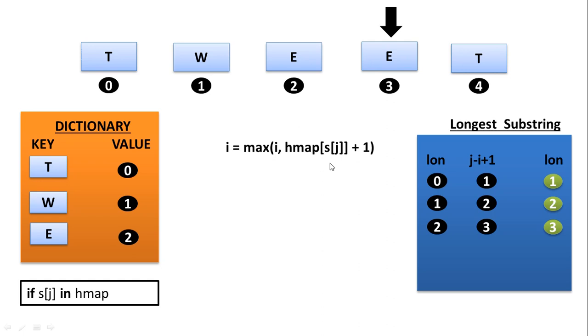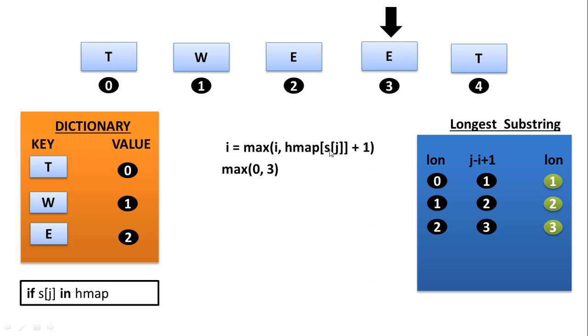So let me explain that. We will find the maximum value between the current value of I, which is 0 as of now, and then we will compute the value stored within the dictionary that is associated to the current key, which is E. Now, what's the value associated to E? It is 2. So this is going to be 2 plus 1, which is 3. That means we are going to find the maximum value between 0 and 3.